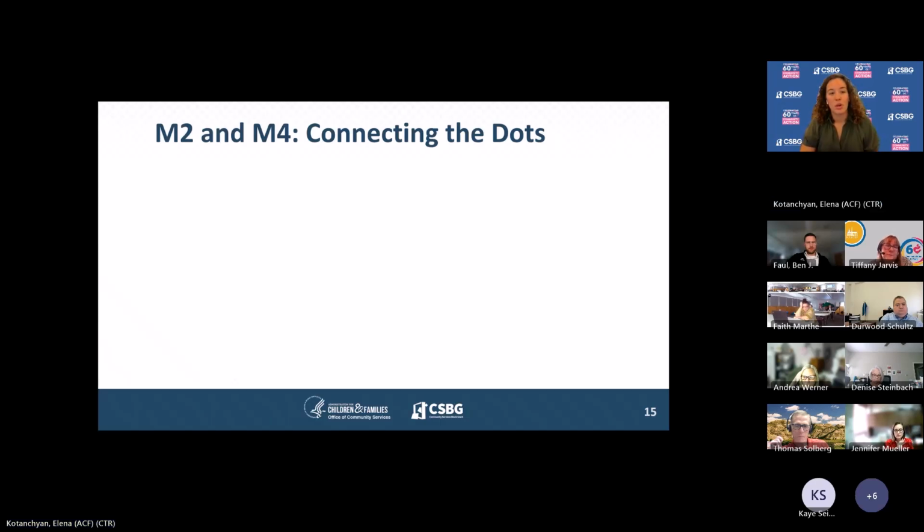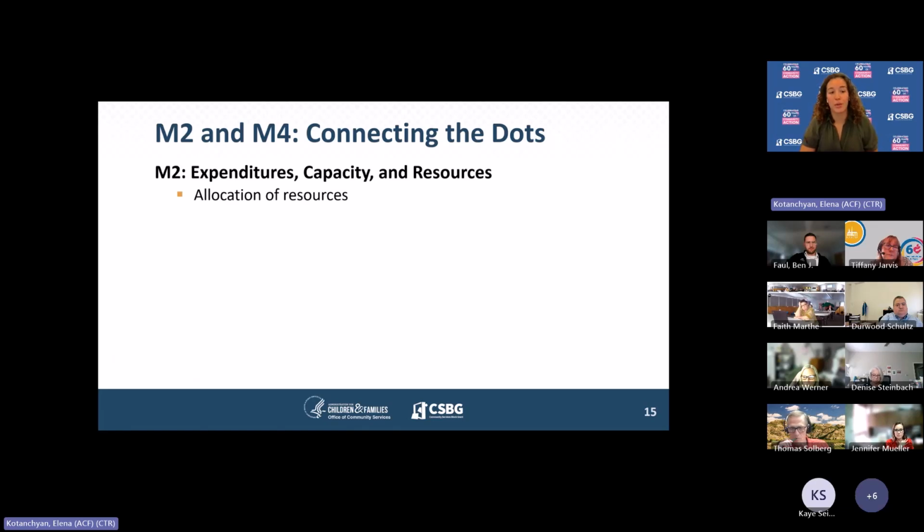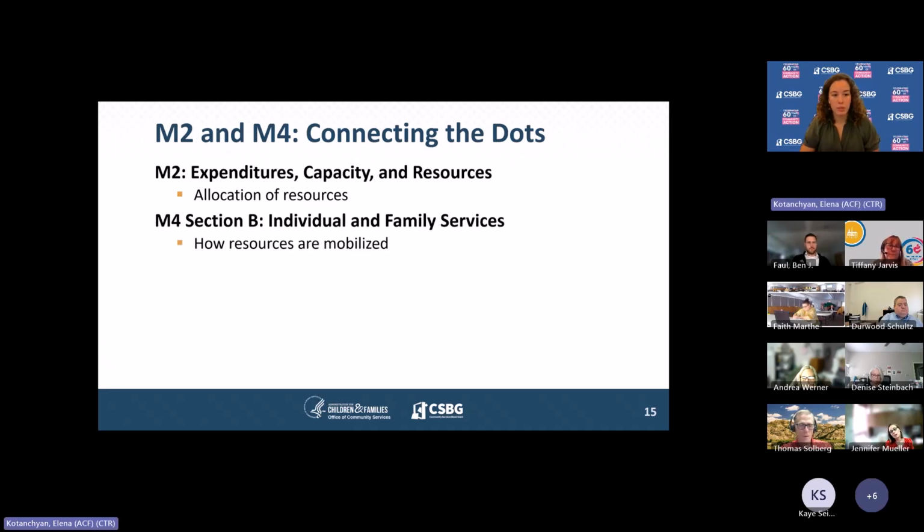Okay, so we have module 2, that is right now called Expenditures, Capacity, and Resources. Essentially, that's a count of allocation of resources. So funds, human capacity, time spent volunteering, right? So that's all our resources. That's how we allocated them. That's what we report in module 2 in sections A, B, and C. So then we jump into module 4, section B, which is individual and family services. And that's how resources are mobilized. So we have the services there. So we've allocated the resources, and now we're providing the services. So there is this connection.